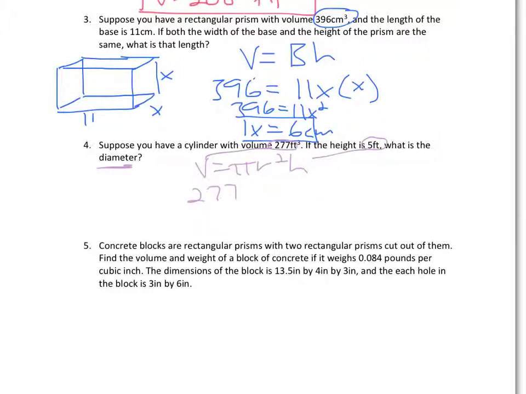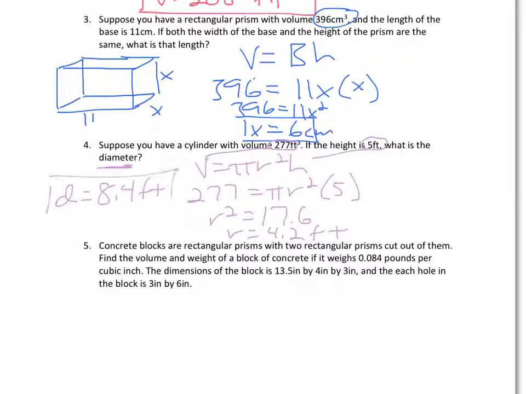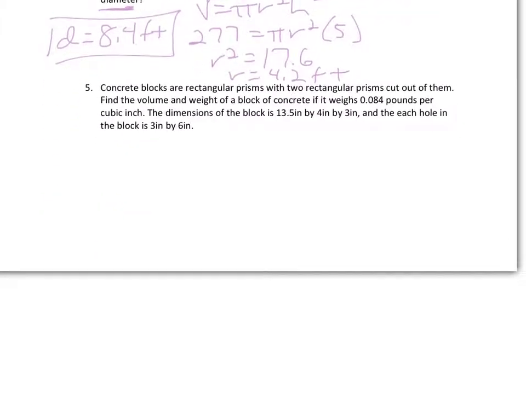So 277 equals pi r squared times 5. So we could divide by 5 and pi. Okay, and we'll get r squared equals about 17.6 you should have gotten. Take the square root of that, and r equals about 4.2 feet. So if the radius is 4.2 feet, the diameter is going to be 2 times that, which is 8.4 feet. And that's it. Now, number 5 is a little bit more complicated.